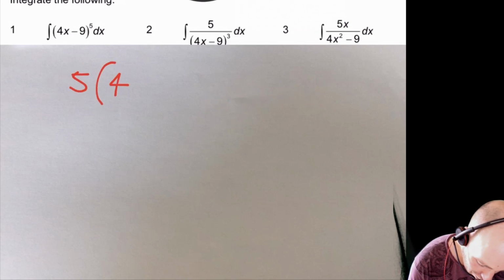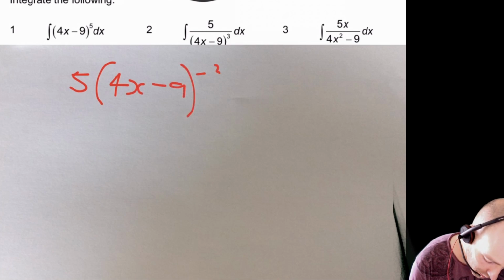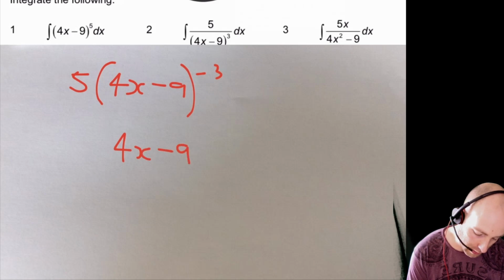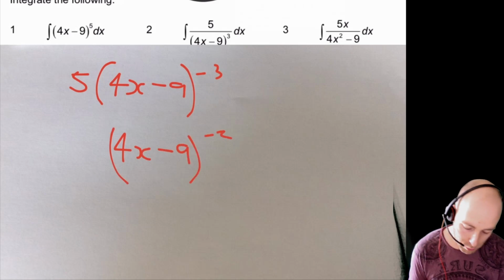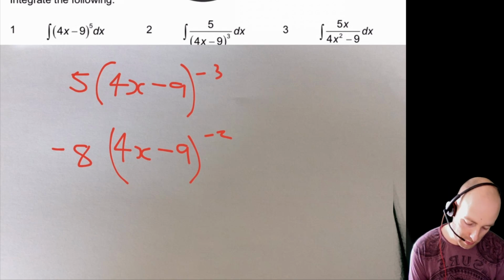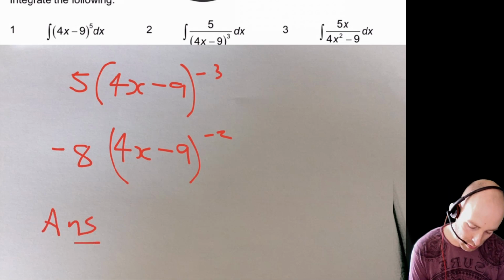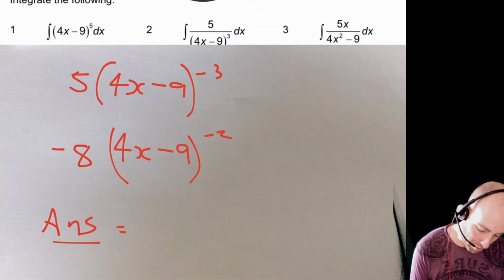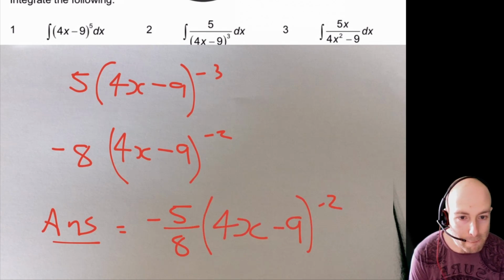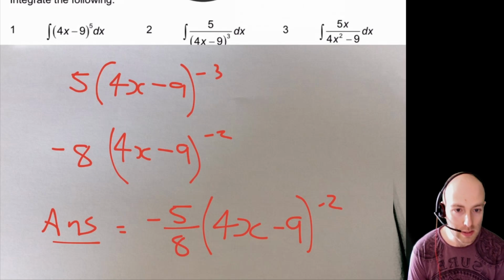So 5 is minus 3. So we're going to try 4x take 9 to the minus 2. We differentiate that, we'd get minus 8 out the front. We've got 5, so we need to divide by 8, times by 5. Which is what you guys have said as well. Good.